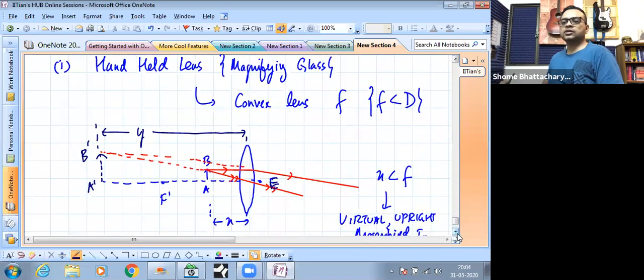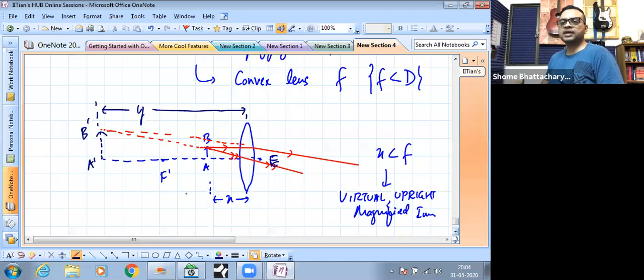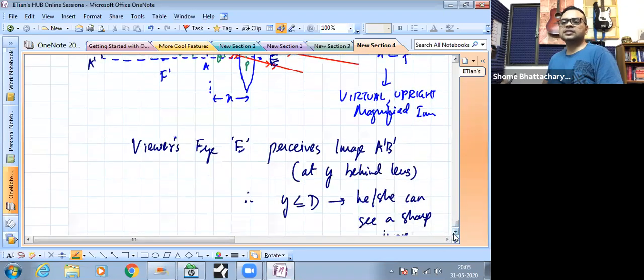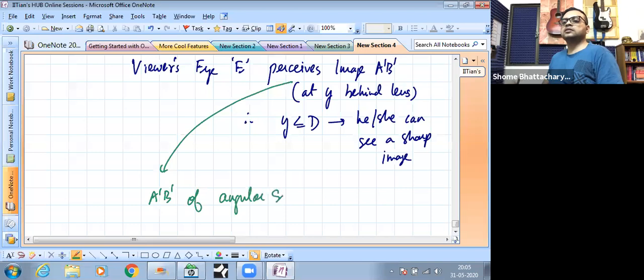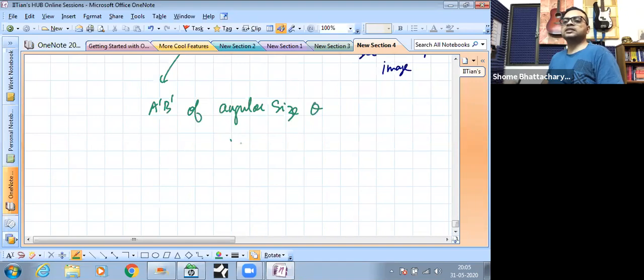You can see the angular width of the image that is seen. A prime B prime ka angular width kitna hai? That is this theta. It is the same as this theta. So ultimately, this ray passing through the pole is undeviated. The ray passing through the pole is undeviated. Okay? So this image that he sees, he perceives the image A prime B prime of angular size theta.